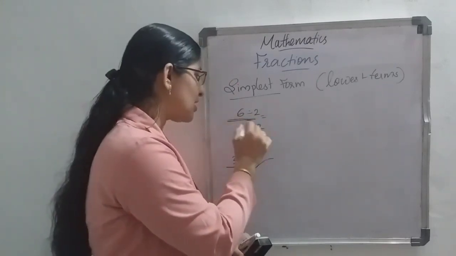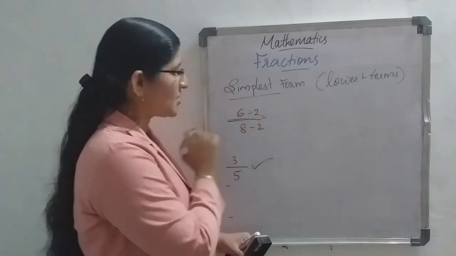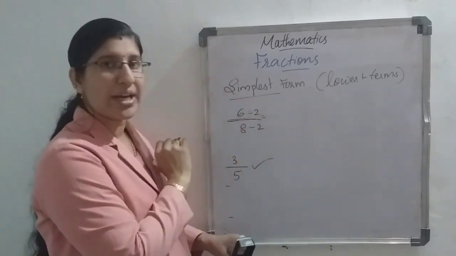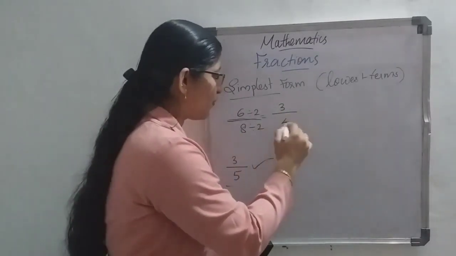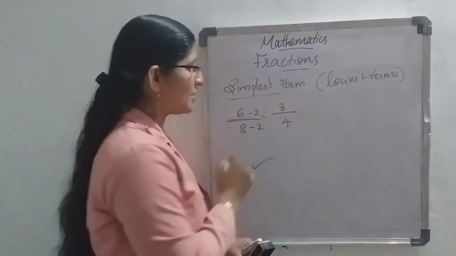We need to divide both numbers by the same number. So 6 divided by 2. In the table of 2, we get 6 by dividing by 2. So 3 2s are 6. Here it is 4 2s are 8. So we got the answer 3 by 4.